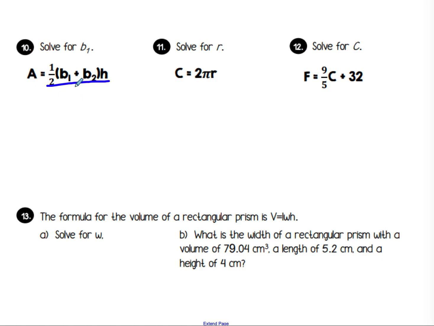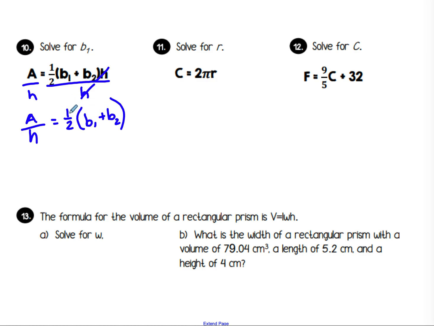All right. I'm going to actually do them one at a time. I'm going to move the height first. I'll show you why in a minute. All right, so if I divide both sides by height, height divided by height equals 1. So that cancels out. And then I have area divided by height. A divided by h equals 1/2 times b1 plus b2.